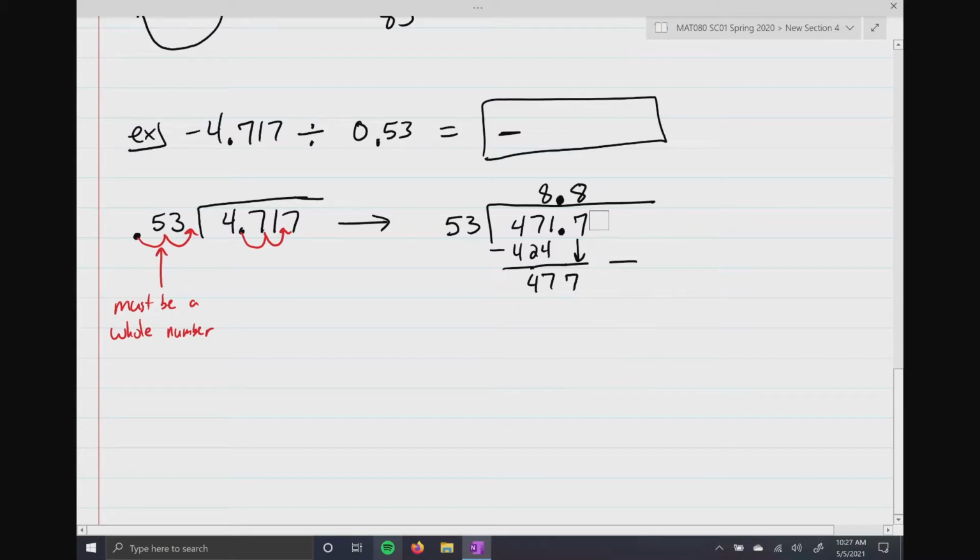Wait a minute. Hold on. Got a little bit of a math error here. I didn't add correctly in my head. That's going to be a 9. I thought, when I added, I got one too many, so I thought, oh, that's too much. Sorry about that. 53 goes into 477 exactly 9 times. When I added in my head, I got 476, but stupid me. So my answer is negative 8.9.